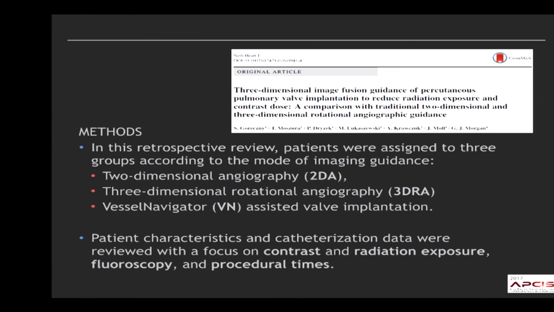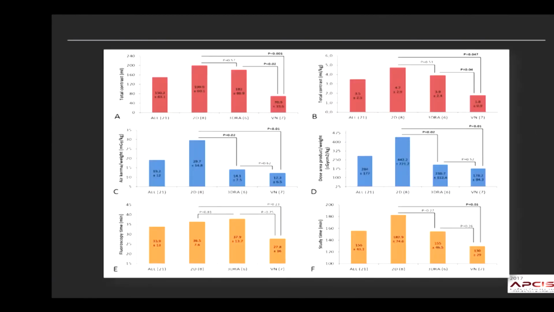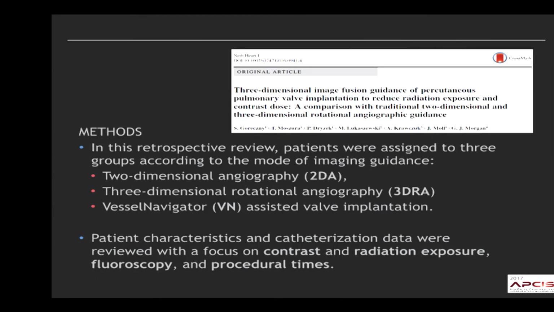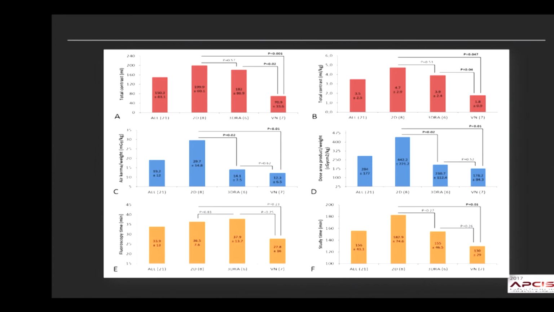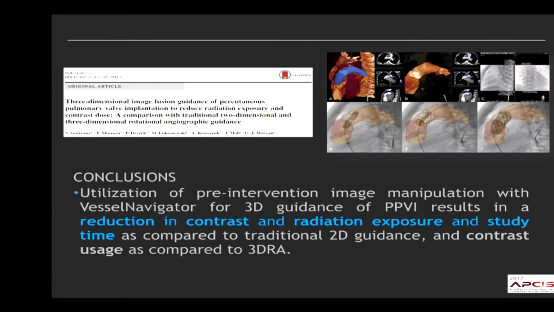And to finish, I would like to show you an example where we compared 2D guidance, 3D RA, and VESSELNAVIGATOR guidance for Melody valve implantation. If you look at the last bar on the right, it shows VESSELNAVIGATOR, so fusion imaging, and we were able to show that fusion imaging comes with a reduction in contrast, in radiation exposure, and in study time, especially when compared with 2D guidance, but also when compared to 3D RA.